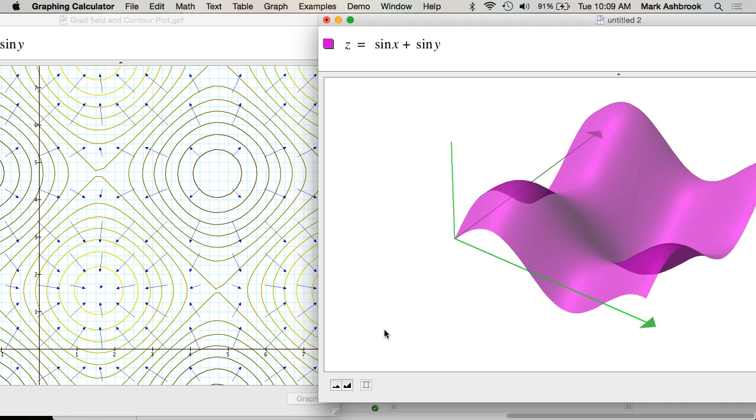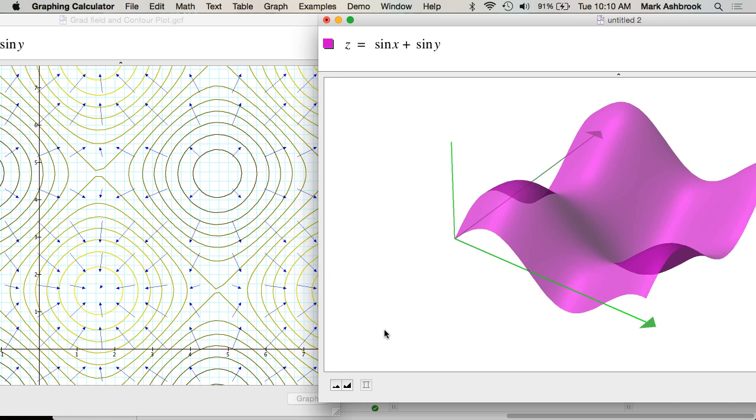A gradient field is kind of like one representation of the derivative of the function, right? Because it's showing us the direction of rate of change at every point, right? And just so it's max rate of change.